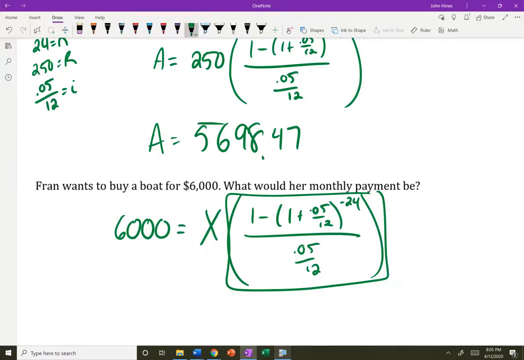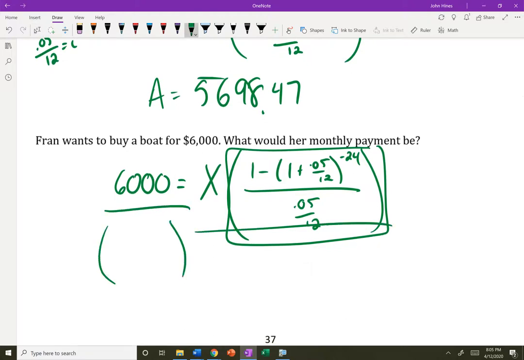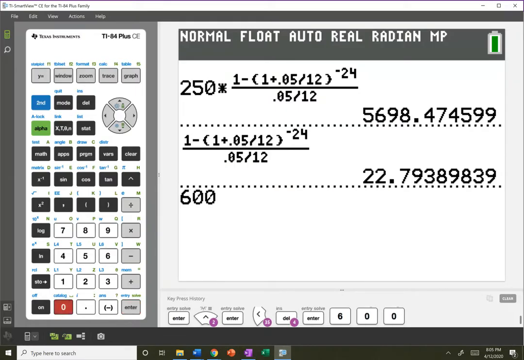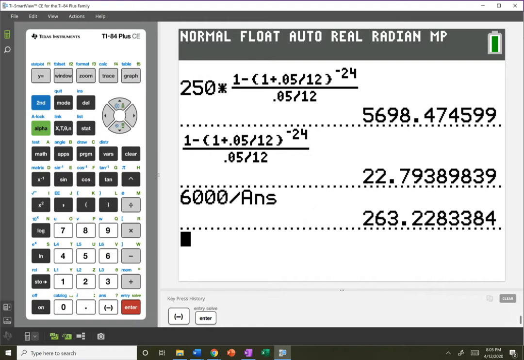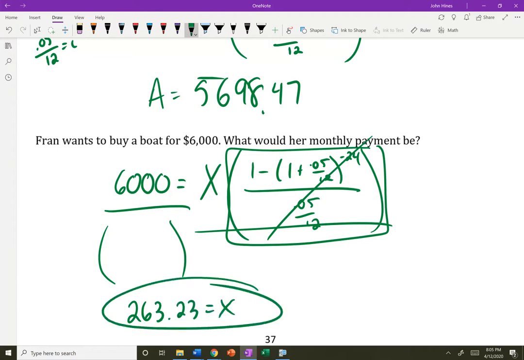That's that fraction. So how do I solve for X? I need to divide that over. I'm going to divide that whole amount over to solve for X. So 6,000 divided by that number. So the algebra here was easy. You had to divide. But typing it in gets a little crazy and realizing that's all you had to do. So Fran would have to pay $263.23 a month. $263.23 is what Fran would have to pay for her boat each month if she wanted to borrow $6,000.